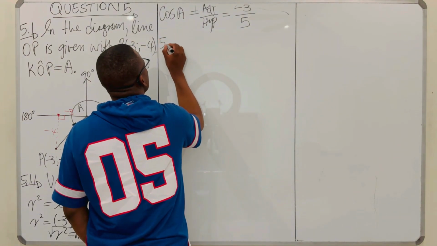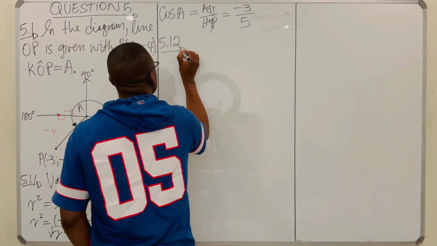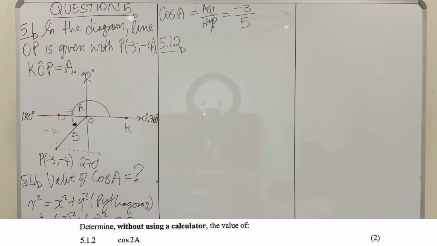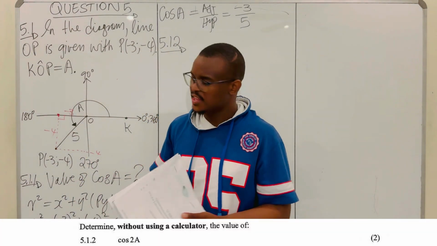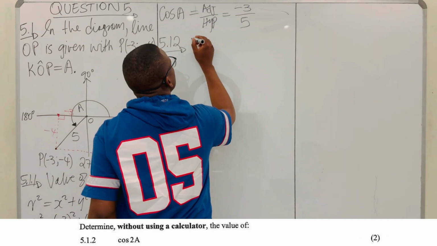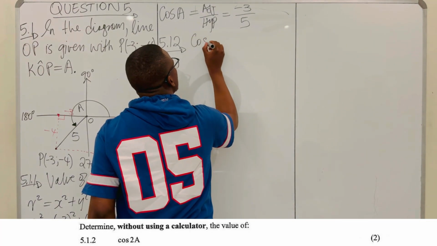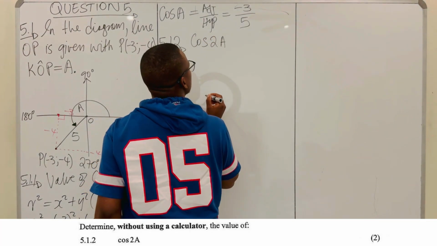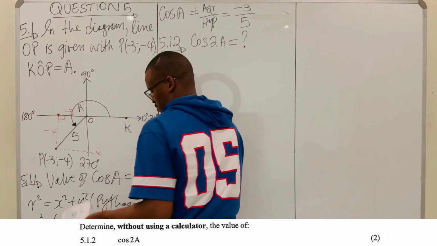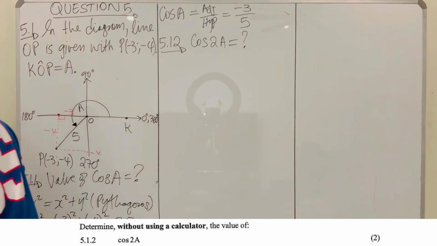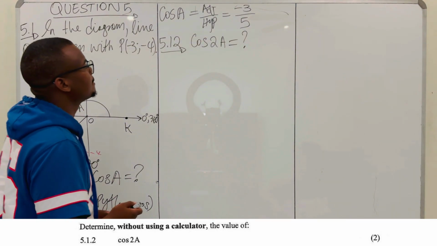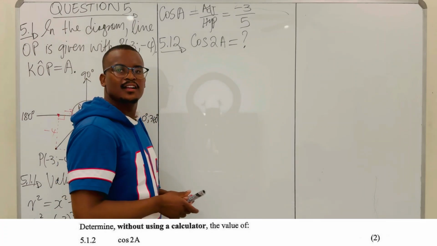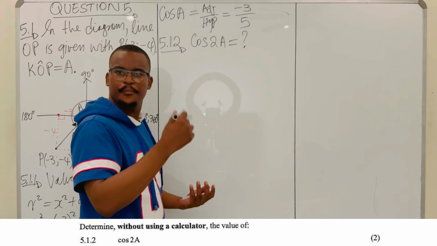Now we move to 5.1.2. What do they want at 5.1.2? At 5.1.2, they want cos 2A. So they want us to find the value of this. So, how do we find this? You know this is a double angle, so you have it on the formula sheet at the back.